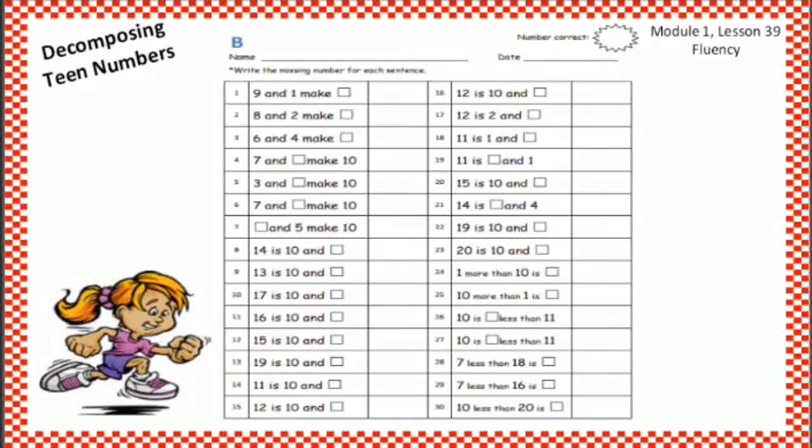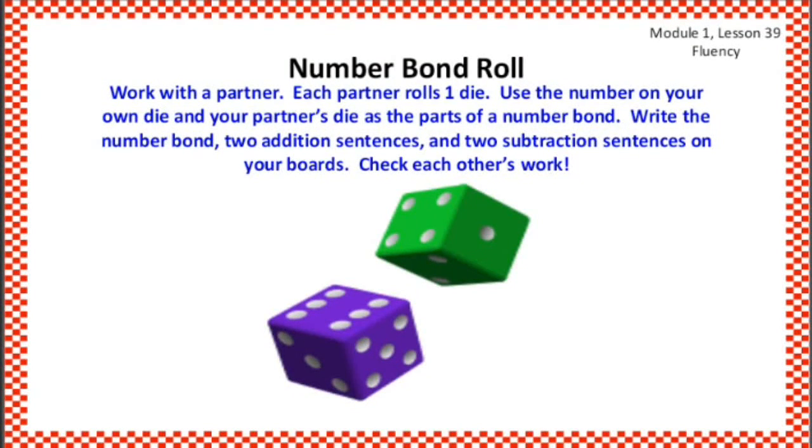Okay, so the same thing. Now let's go over to a number bond row. Listen carefully. Work with a partner. Each partner rolls a die. Use the number on your own die and your partner's die as the parts of a number bond. Write the number bond, 2 addition sentences and 2 subtraction sentences on your boards. Check each other's work.